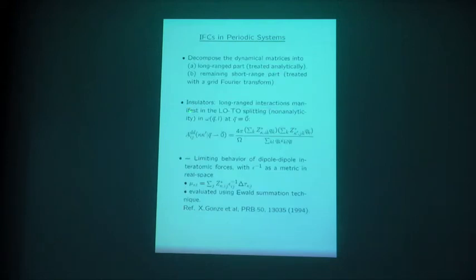Okay? And then for insulators, long-range interactions manifest as LO-TO splitting. I explained to you on the first few slides what LO-TO splitting is. It's present in gallium arsenide but not in silicon. And the reason for it is gallium and arsenic are polar atoms. They have long-range interactions due to the Coulomb nature of the ions, whereas silicon doesn't have that, it has covalent interactions. So short-range is treated using Fourier analysis.